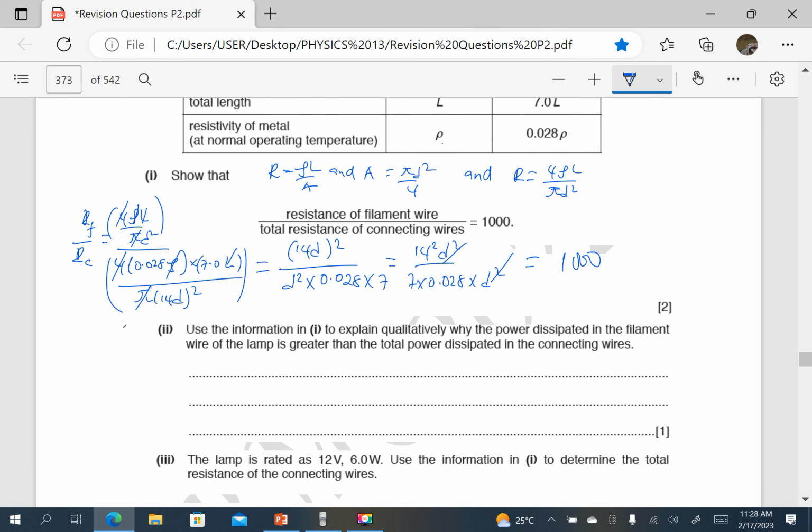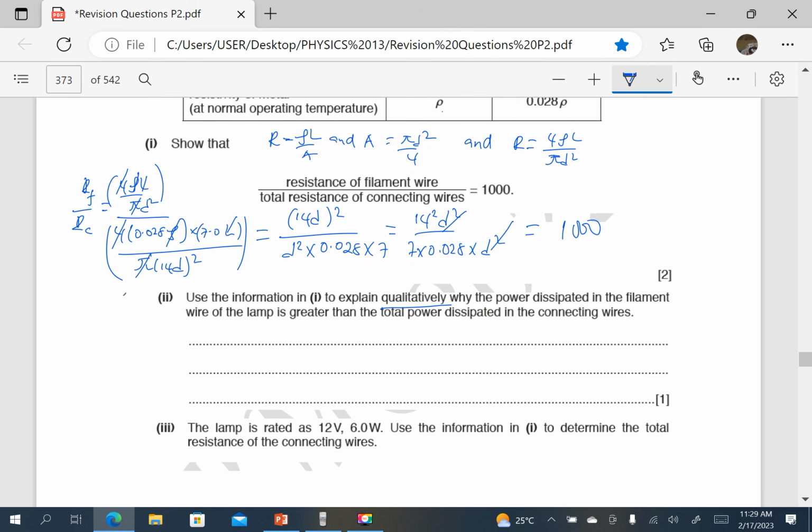Use the information in part 1 to explain qualitatively why the power dissipated in the filament wire of the lamp is greater than the total power dissipated in the connecting wires. So, of course, the current is the same because they are in series. The connecting wires and the filament are in series. So number one, the current is the same in the connecting wires and the filament wire.